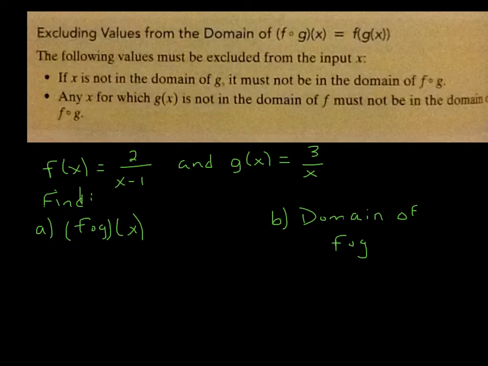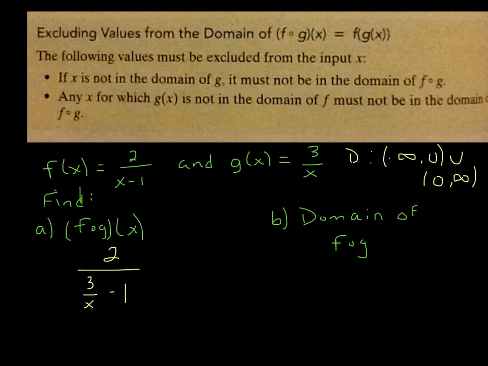Now looking at these two problems, f of x is 2 divided by x minus 1, and g of x is 3 divided by x. If we're looking at f of g of x, the first thing we need to figure out is the domain of g. My domain is going to be negative infinity to 0, union 0 to infinity. I cannot allow 0 in the domain of g because then I would be dividing by 0. So f of g is going to be 2 divided by 3 divided by x minus 1.